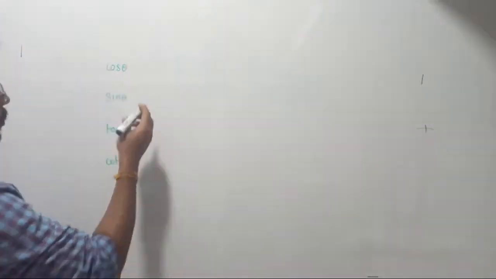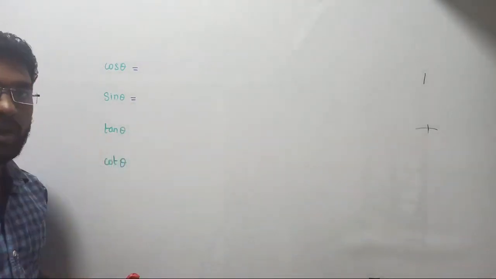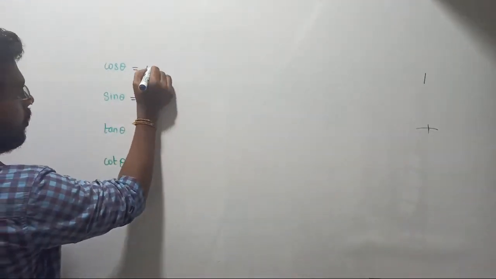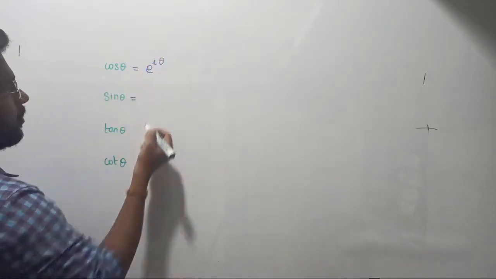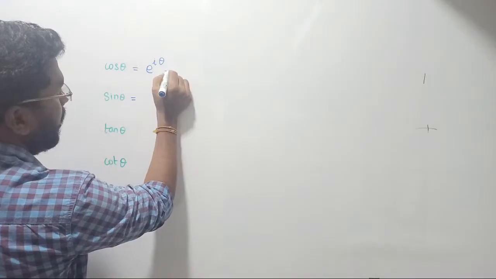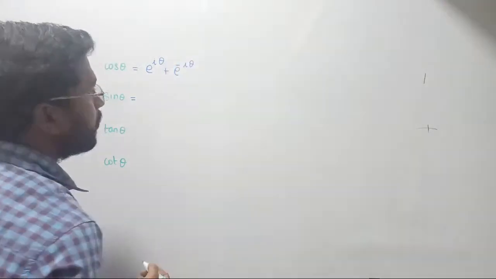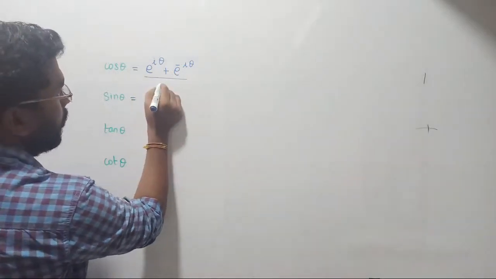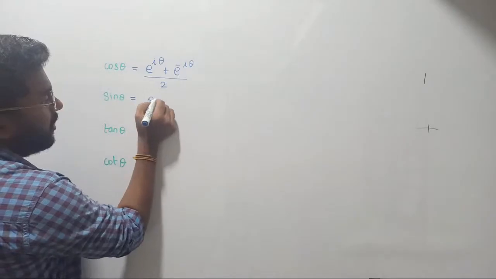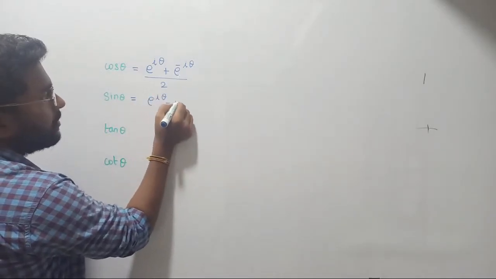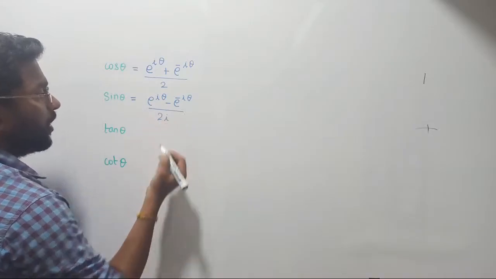Now we all know cos theta and sin theta can also be written in another form in the complex domain. According to the Euler expansion, cos theta can be considered as e power i theta plus e power minus i theta upon 2. We all know these things. Similarly, sin theta can be written as e power i theta minus e power minus i theta upon 2i.